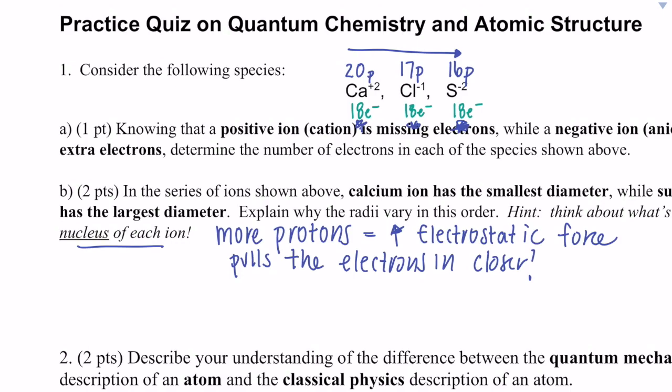When there is the same amount of electrons but a differing amount of protons, the electrostatic force will vary, causing changes in the atomic radius.